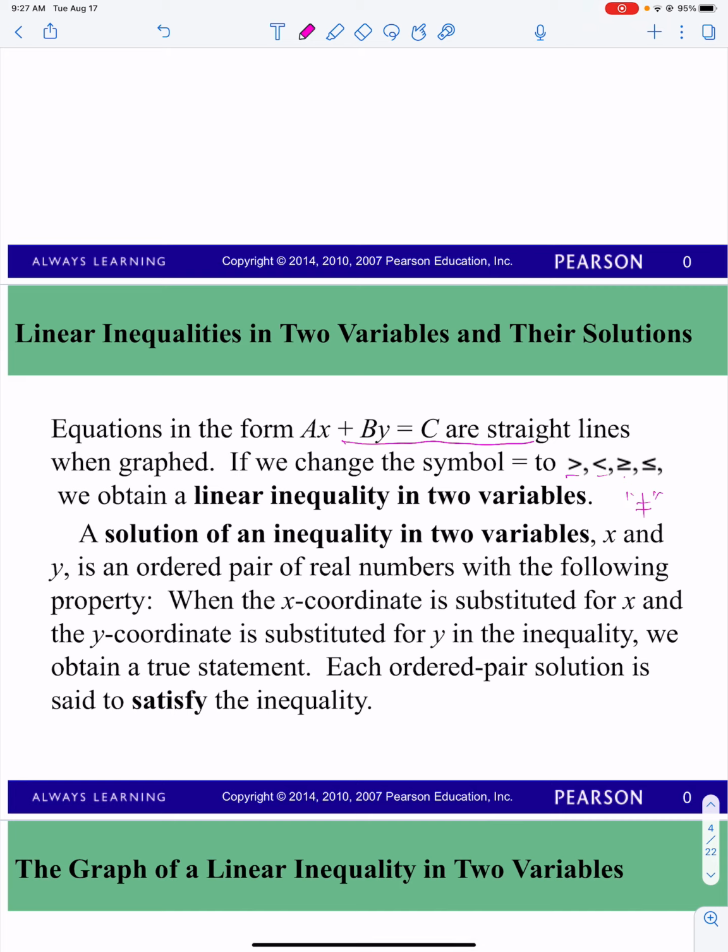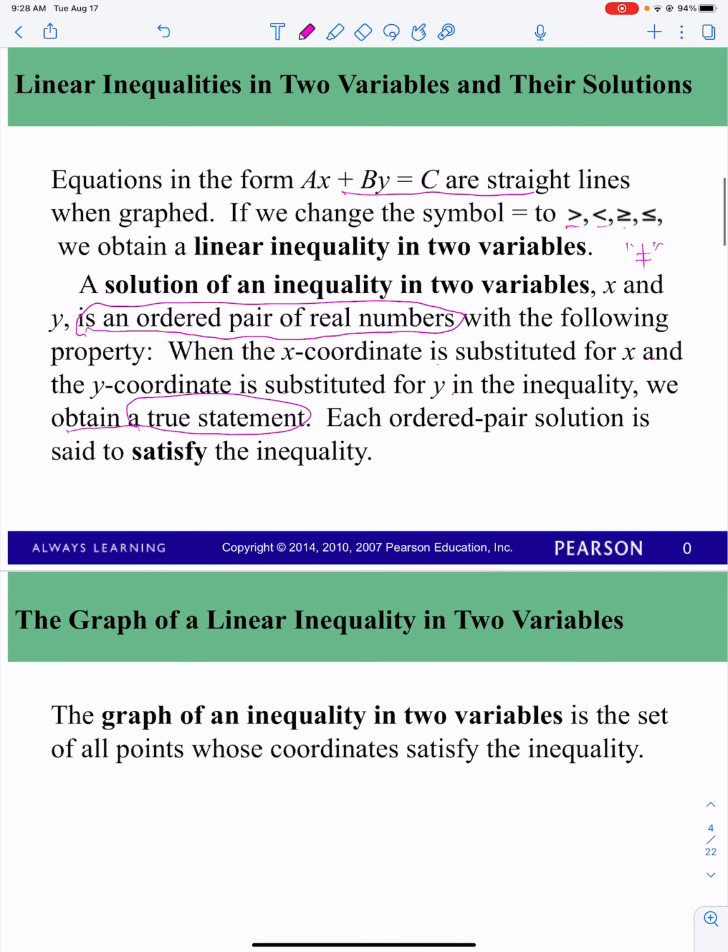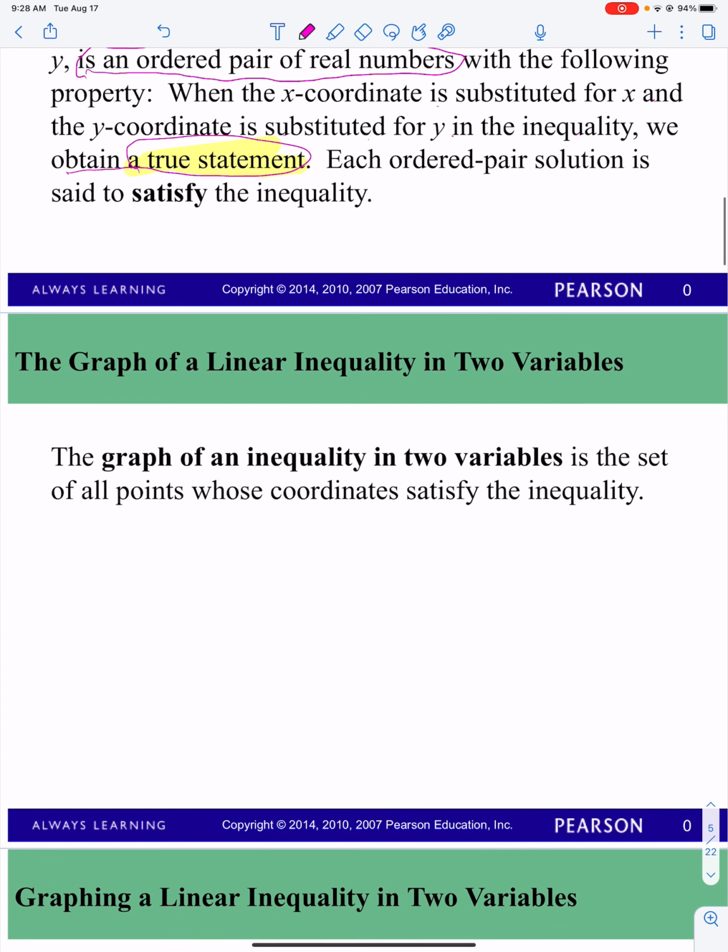A solution of an inequality in two variables x and y is an ordered pair of real numbers with the following property. When the x coordinate is substituted for x and the y coordinate is substituted for y, we obtain a true statement. This means the inequality holds, so it satisfies the inequality. This is a very important definition: the graph of an inequality in two variables is the set of all the points whose coordinates satisfy the inequality.